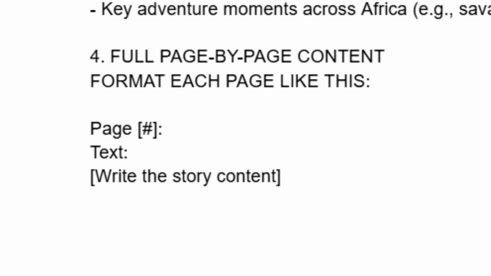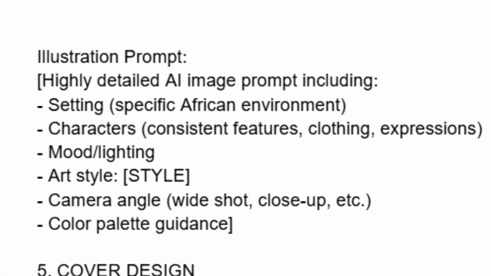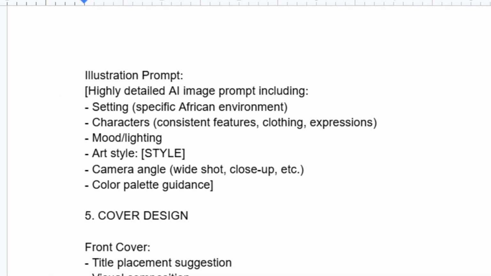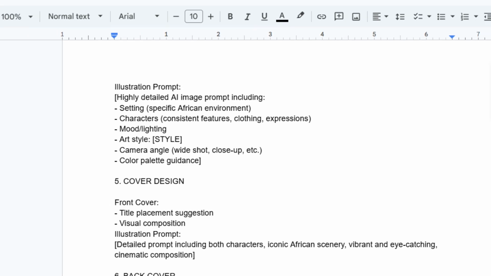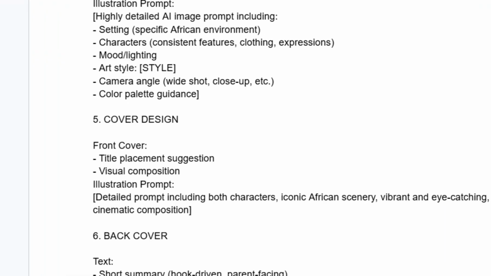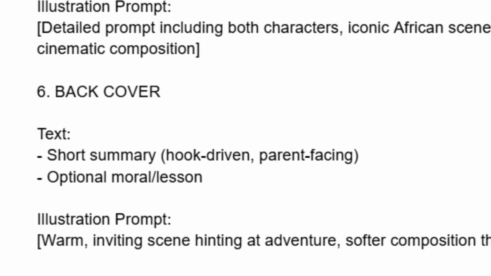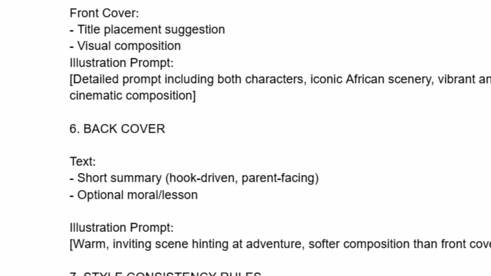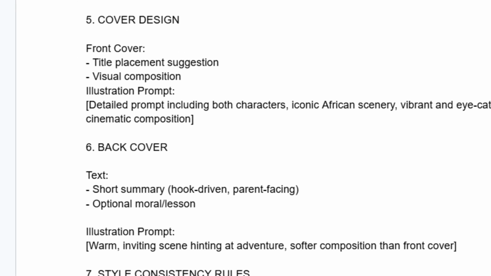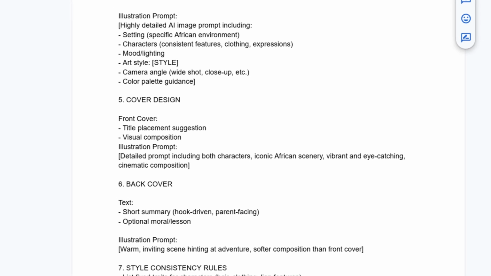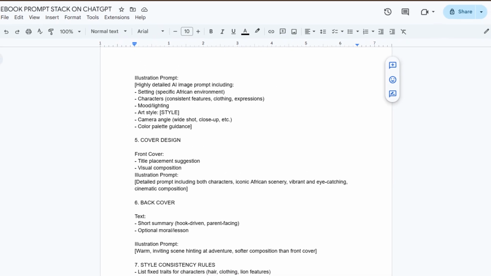This forces each page to include short story text and a detailed illustration prompt. The purpose here is consistency, making sure every page can directly be turned into a visual scene using AI image tools. After that are the cover and back cover sections. These are included to complete the full publishing package. The purpose is to make sure you are not just getting a story, but an entire book product, including a marketable front cover and a parent-facing summary on the back.